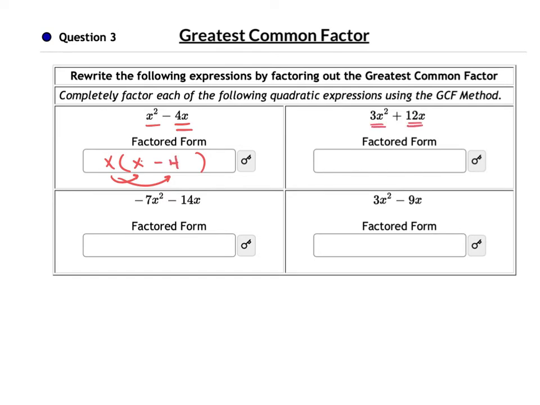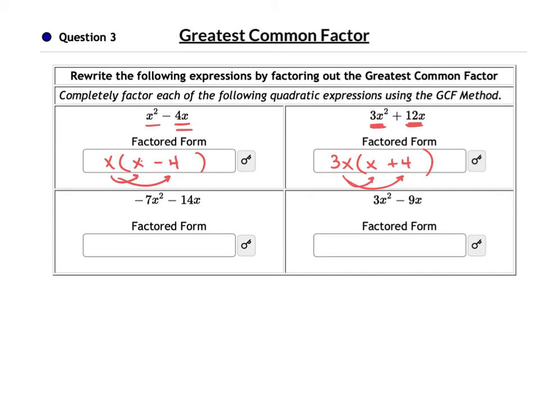3x squared and 12x both have a 3 in common. They're both divisible by 3. That's the greatest. And they both have a single x. Think distributive property. 3x times x is 3x squared. And 3x times 4 is 12x.